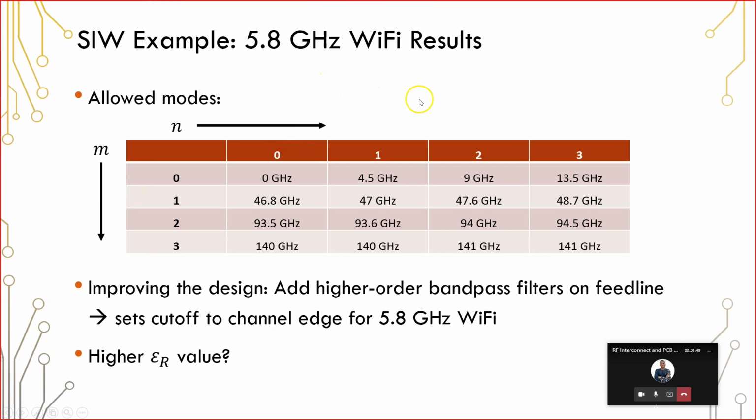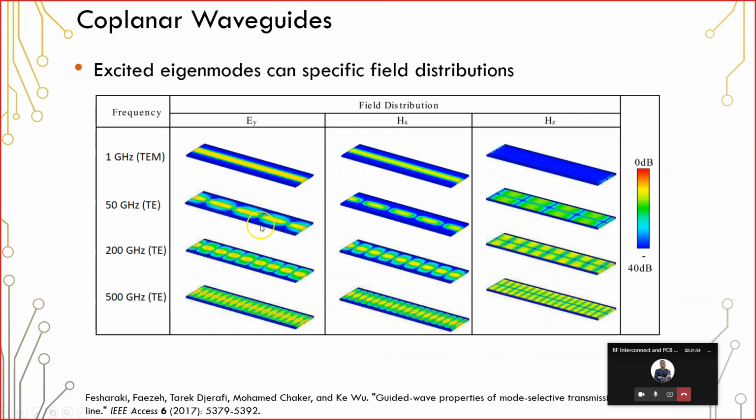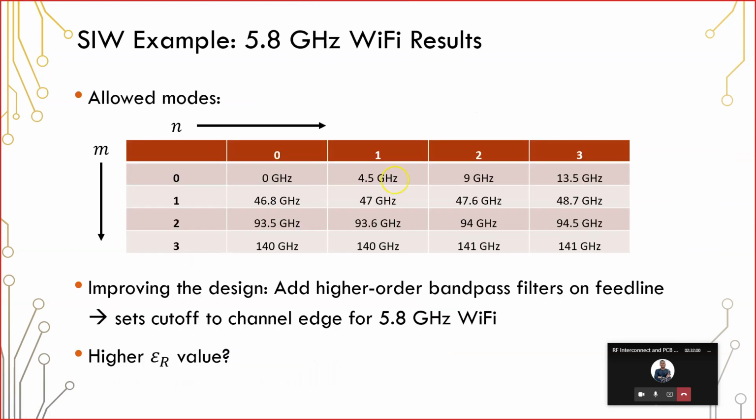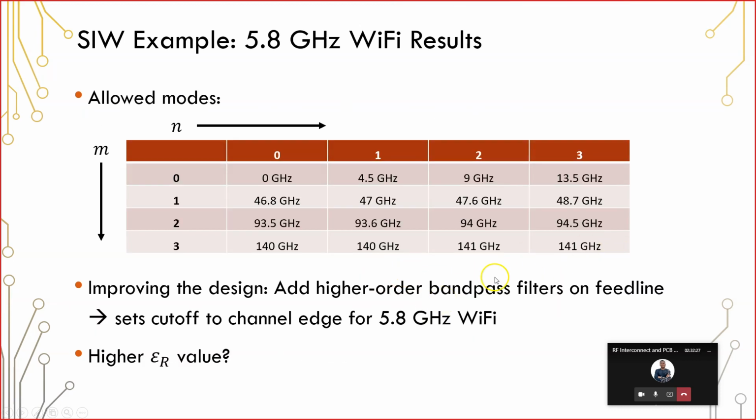So what this is telling you is that I can transmit a mode that has an electric field distribution that looks something like this between 4.5 and 9 gigahertz. Any frequency between 4.5 and 9 gigahertz. Okay, so if we're operating at 5.8 gigahertz Wi-Fi, we could transmit that frequency and any other frequency within this range inside of this structure that we've designed here. So with this via diameter, this via pitch, and then this spacing between the vias, and then of course these taper parameters. So that's what this table is telling you.